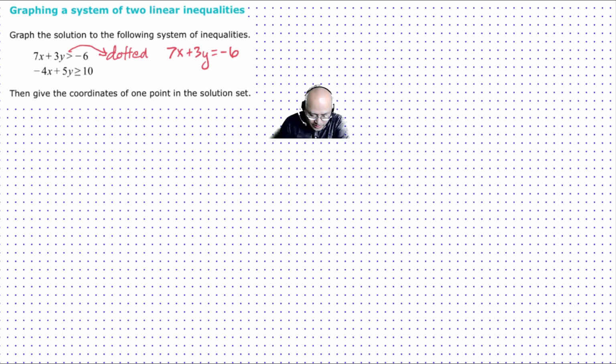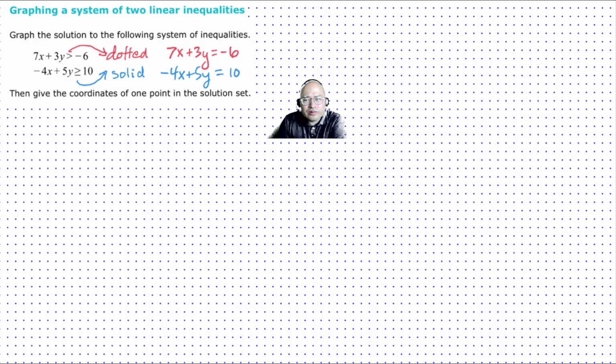This other symbol here, greater than or equal to, because it has the ability to be equal, this is going to be graphed as a solid line. And the solid aspect is actually going to indicate that those ordered pairs are going to be shaded as well. What is that solid line going to be? Negative 4x plus 5y is equal to 10.